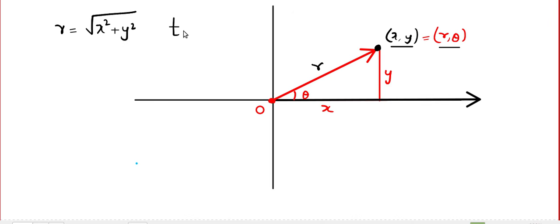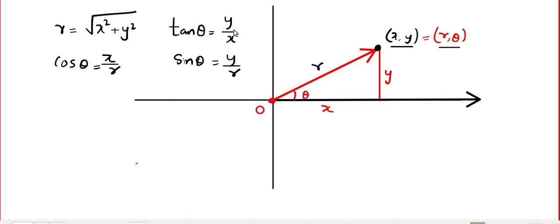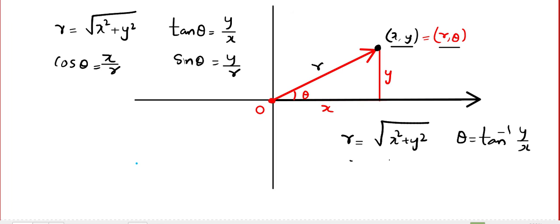Now, if you calculate tan theta, you get y by x. If you calculate cos theta, you get x by r, and sin theta gives y by r. Okay, that's it. Now, I will make you understand the importance of this. So, r equal to root under x square plus y square and theta is equal to tan inverse y by x.